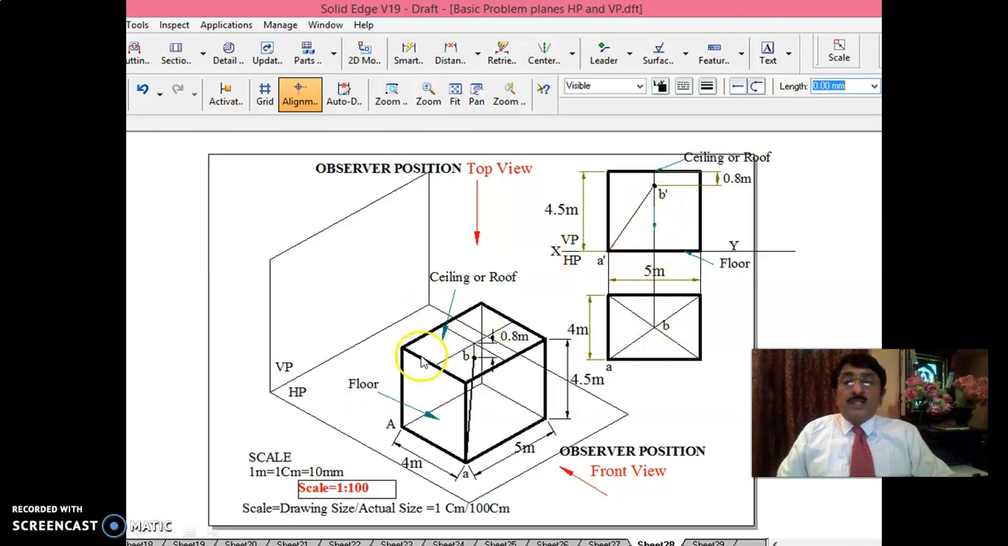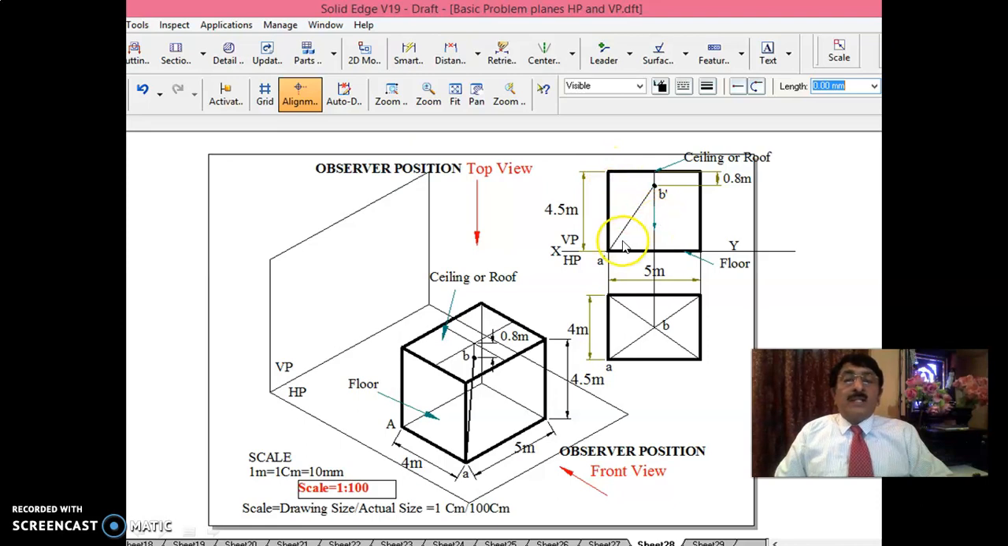This is what you're doing here, not what you do in the exam. It's only to make you understand. Directly draw the XY line, VP and HP. Looking at A dash and A, you should know that it is one of the bottom corners because it is on the floor, in front of the front and left wall. Looking at the top view, you will know it is the front and left wall, and looking at the front view, it is on the ground. If I make A dash here, it would be on the ceiling.